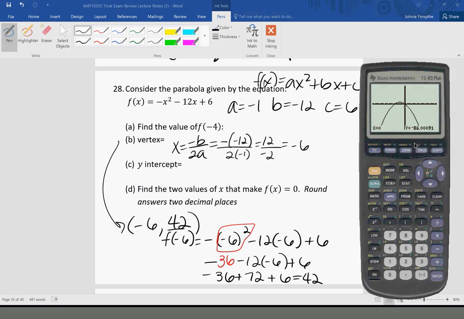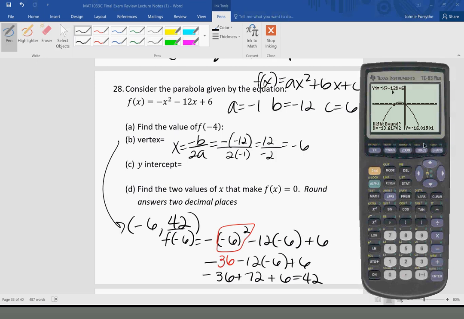We want to calculate something that's in yellow, so we're going to say second trace. We want to get the maximum. So if we go down to this option here, maximum, and press enter, you want to set your boundary. You can't trace the number exactly, it could be any number of these. It's saying left bound, so just put your boundary on the left side of the vertex, which is somewhere over here, and press enter.